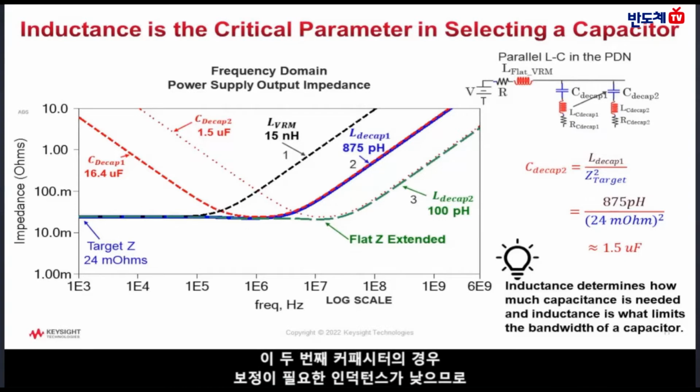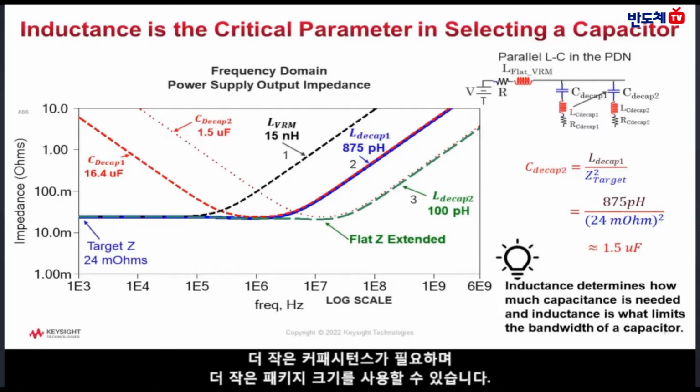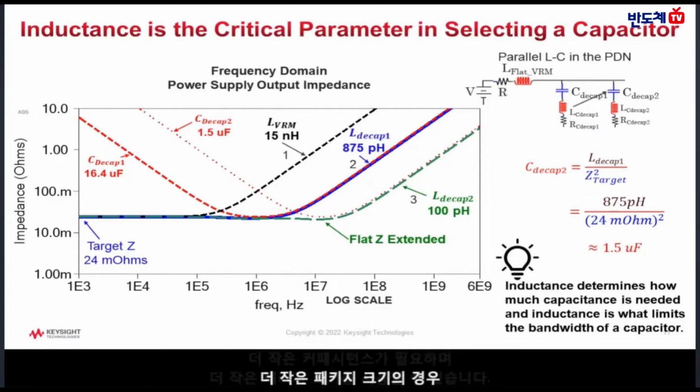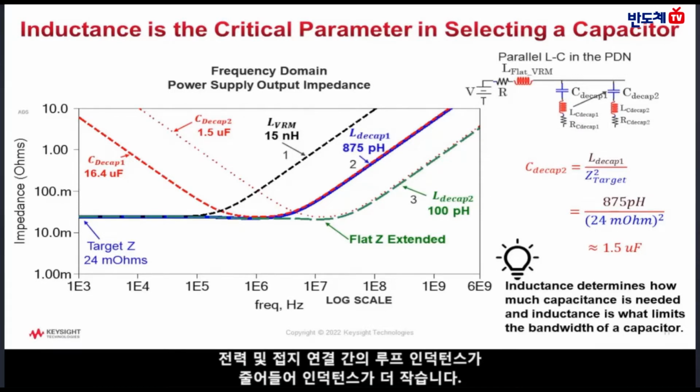Since the inductance that requires compensation is now lower for this second capacitor, less capacitance is needed and a smaller package size can be used. A smaller package size has less inductance by reducing the loop inductance between the power and ground connections.